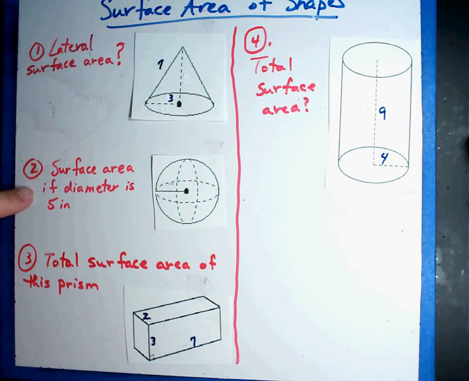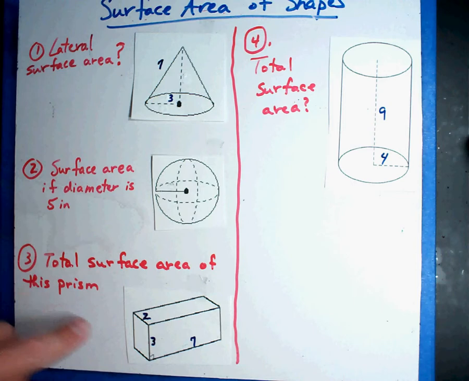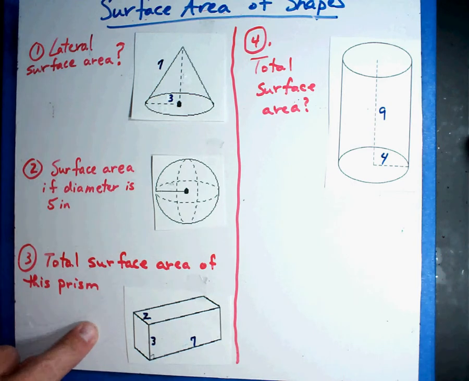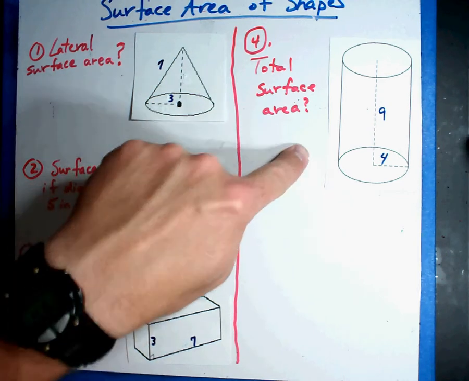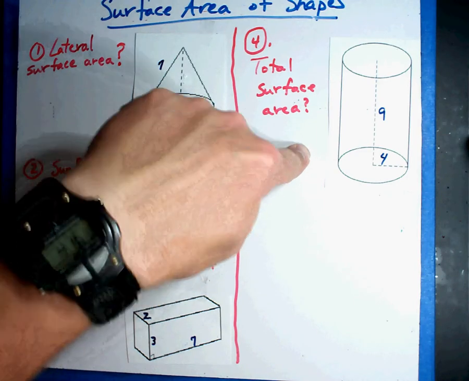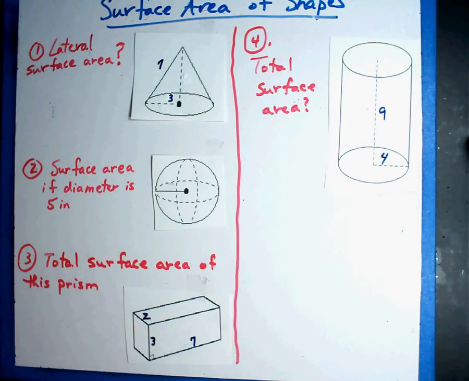What's the surface area if the diameter of this sphere is 5? What's the total surface area of this prism? And what's the total surface area of this one? So pause the video, draw the pictures, calculate using the formulas, and see what you get. We'll come back in a minute and see what answers you get.